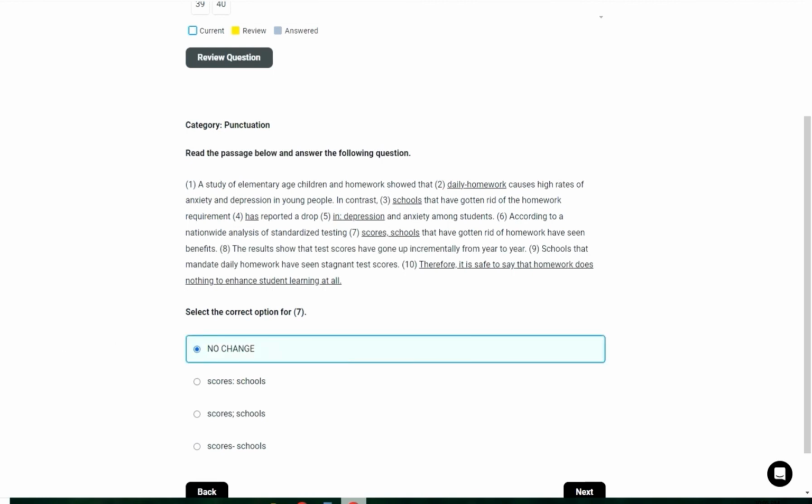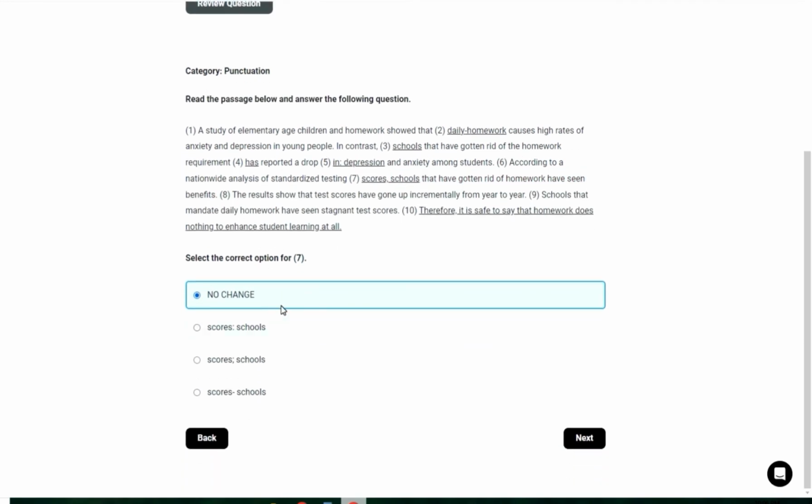I saw in my notes that commas are used to set off an introductory phrase, and I saw that this was introductory. According to a nationwide analysis of standardized testing scores, and then that's introducing that schools getting rid of homework have seen benefits. And so I knew that the comma was appropriate there. But let's go through them. A colon, you guys should be screaming at this point. A list or emphasizing, this is not creating a list and it's not technically emphasizing, it has an introductory phrase that's being cut off with a comma.